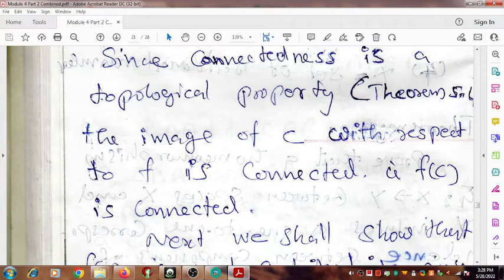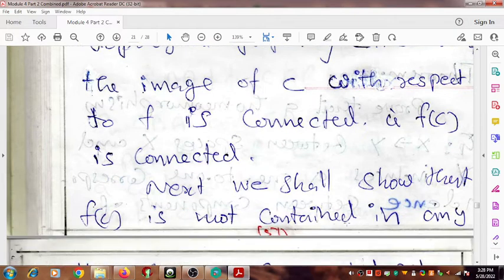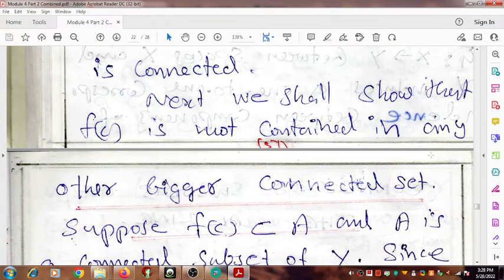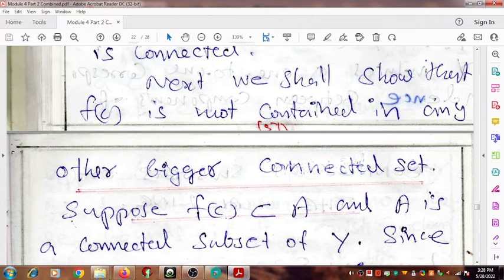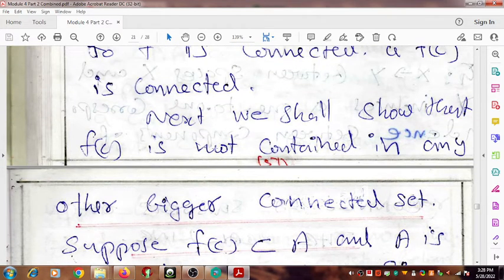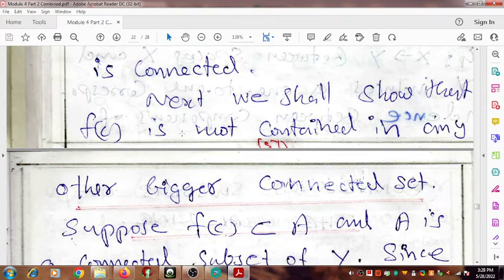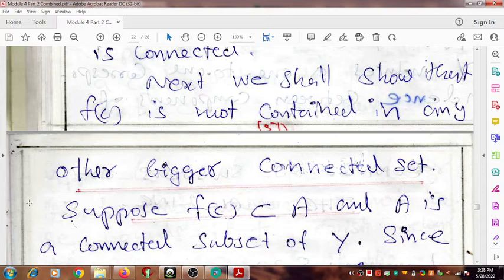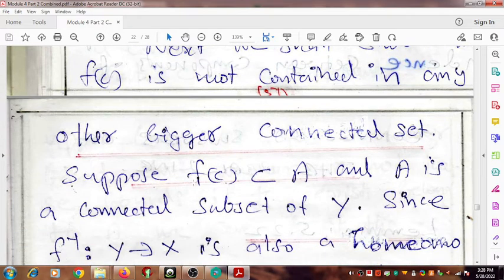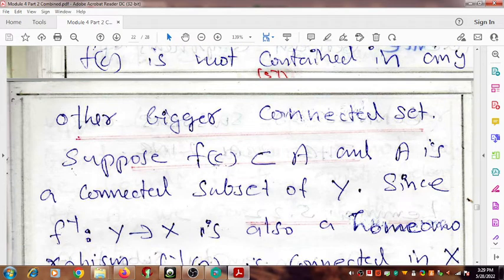Then the image of C with respect to F is connected. Therefore, applying that theorem, we can see that the image of C with respect to the action of the homeomorphism F is connected, that is F of C is connected. Next we shall show that F of C is not contained in any other bigger connected set in the second space. So we want to show that F of C is not contained in any other bigger connected subset of the second space. Suppose that F of C is contained in A.